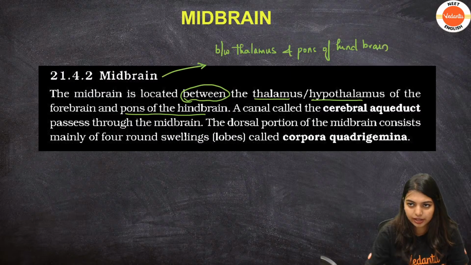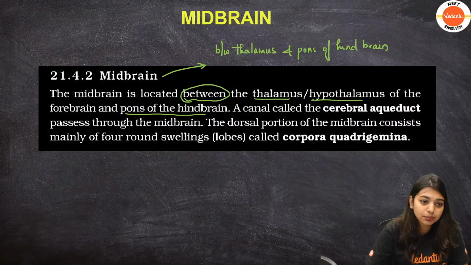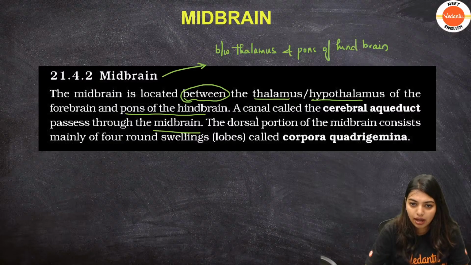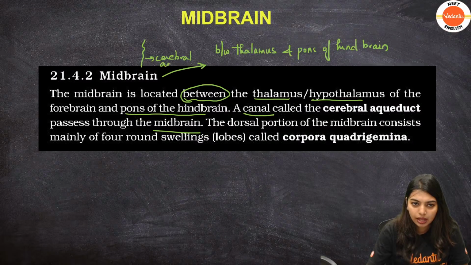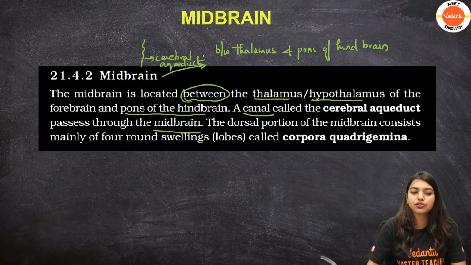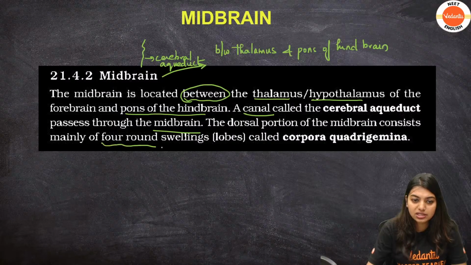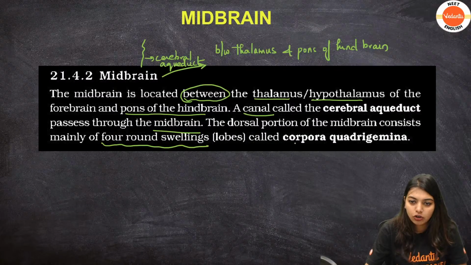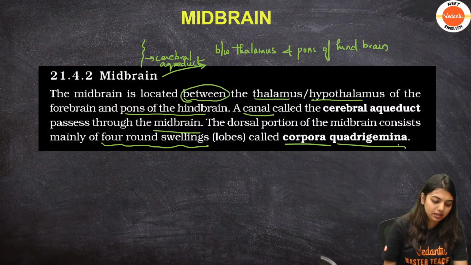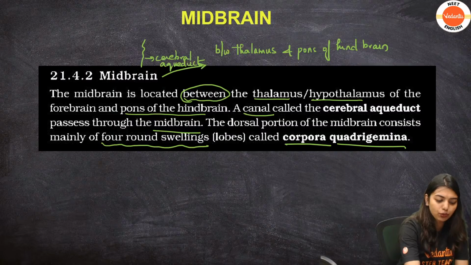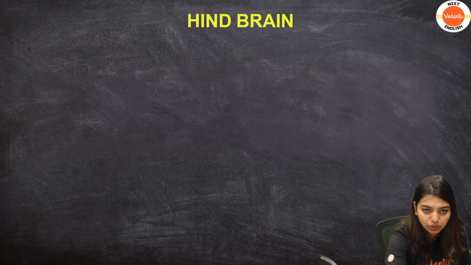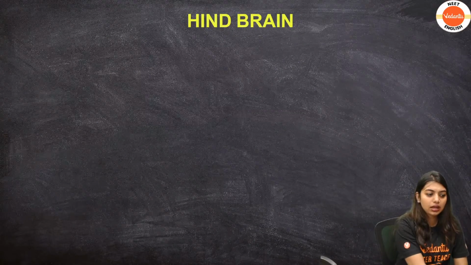Pons of the hindbrain. Okay, and a canal called the cerebral aqueduct passes through the midbrain. And the dorsal portion of the midbrain consists of 4 round swellings. Okay, those are called lobes, called corpora quadrigemina. Okay, 4 always. Quadra means 4. Always remember like this. Quadra means 4.